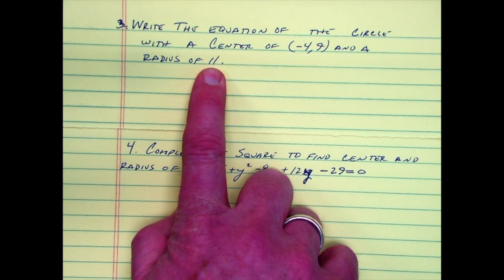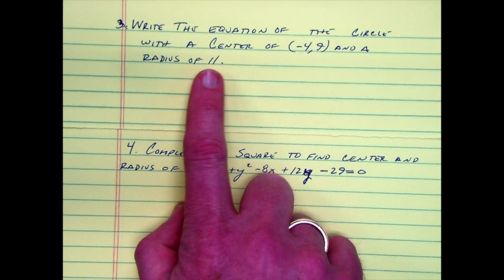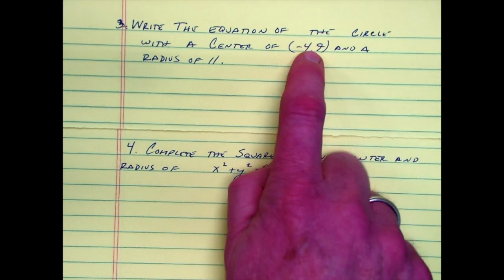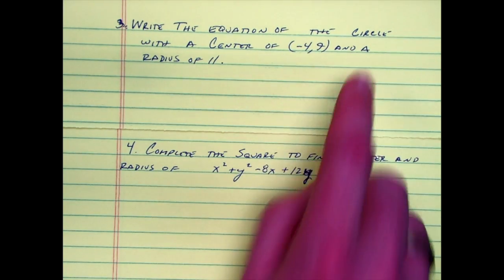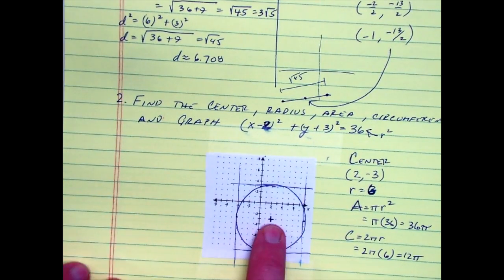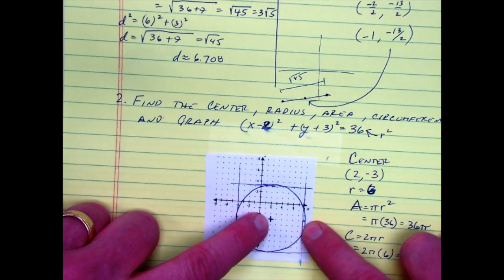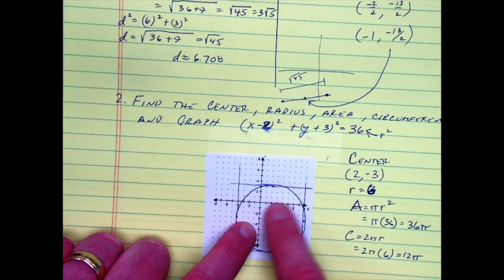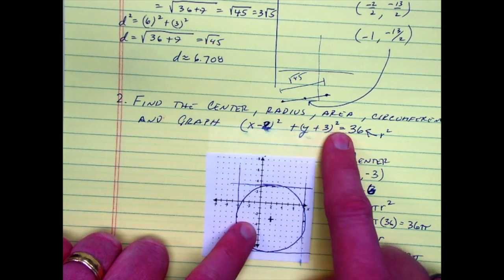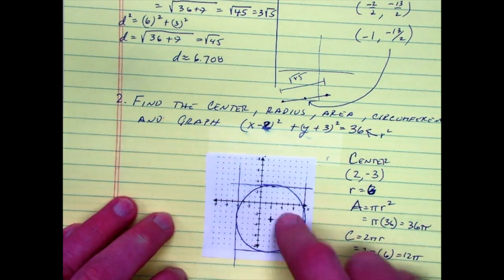Now, we could also be given a picture of a graph, and you locate the center and measure out the radius, or count out the radius horizontally, like what we did here. You'd count out the radius is 6, so it'd be 36, and you look at the center, which is at 2, negative 3, so it's x minus 2, y plus 3. So we could give it to you as a picture, write the equation, or we could give it to you in words.